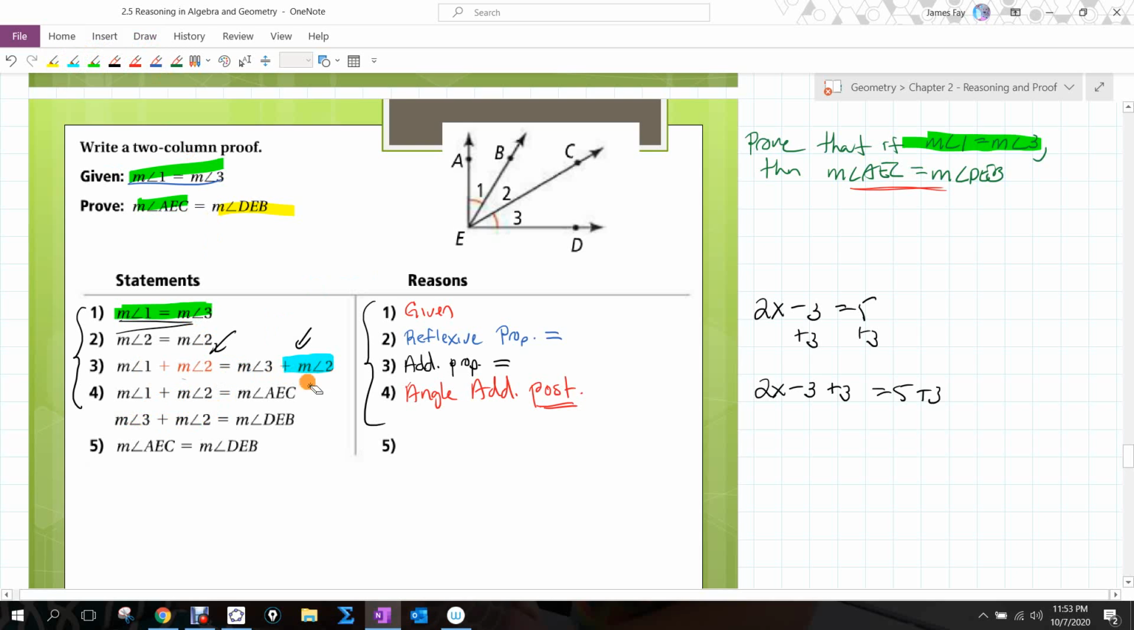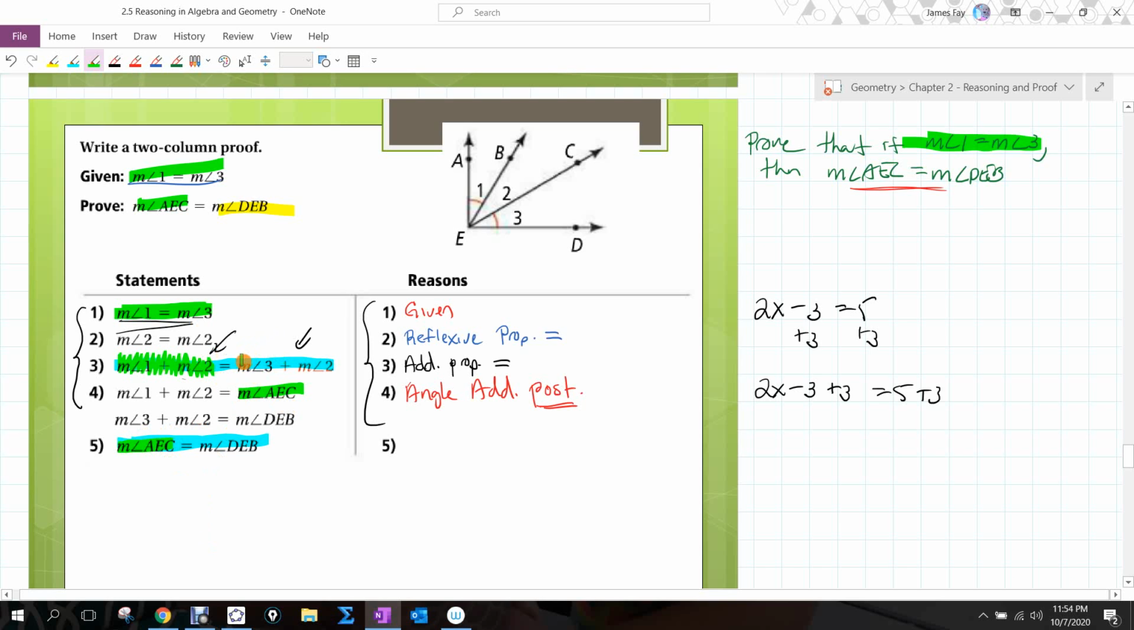If you look at statement 3 and statement 5, they are identical. Now, they look different, but they are identical. Because if I look here at 1 plus 2, look at statement number 4. Don't we say that 1 plus 2 is AEC? So what they're going to do from statement 3 to 5 is where in 3 we saw 1 plus 2, we're going to replace it with this AEC. It's going to be right there.